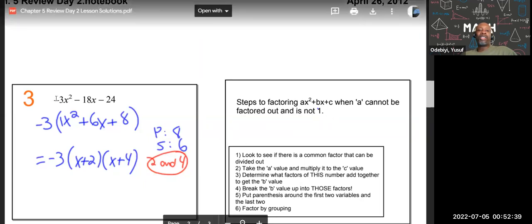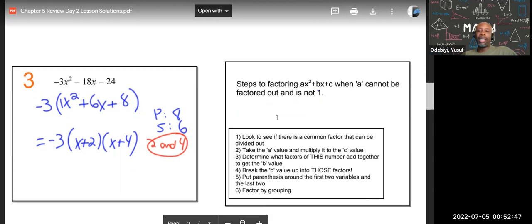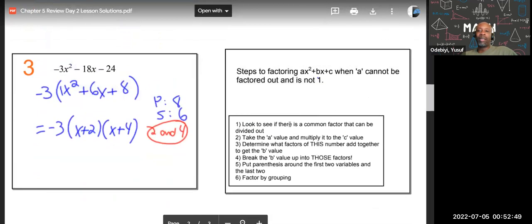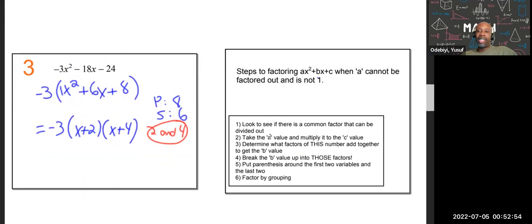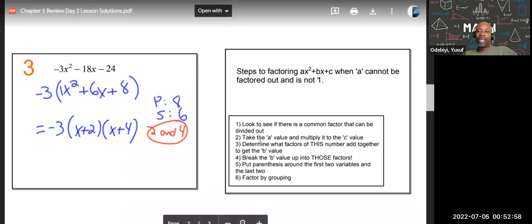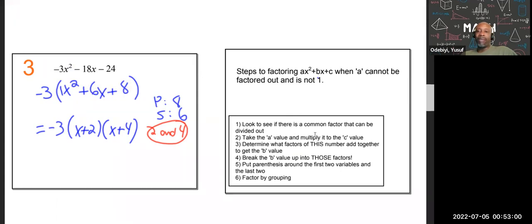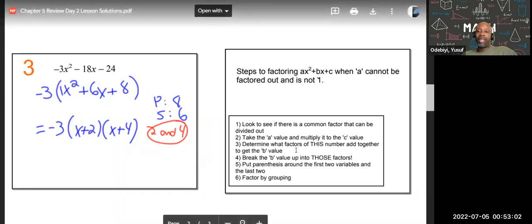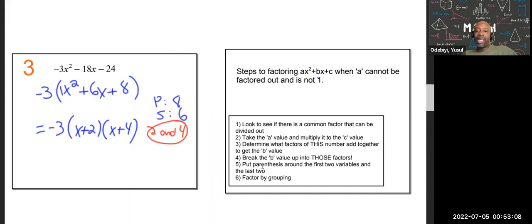So now, for this one here, you could factor out the A. You could factor out the number in front of the x out of each of these terms, right? Now we get situations where you cannot do that. So the first thing you need to look at is to see if there's a common factor that can be divided out. Then take the A value and multiply it into the C, and determine the factors of this number that add together to give you the B value. Okay, so we're going to go through this step by step, okay?